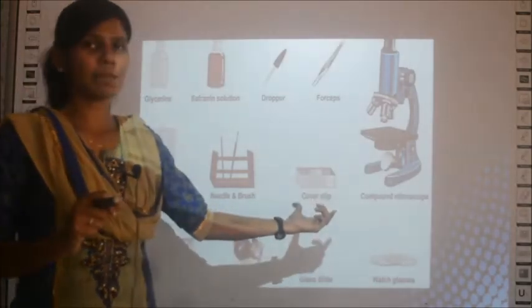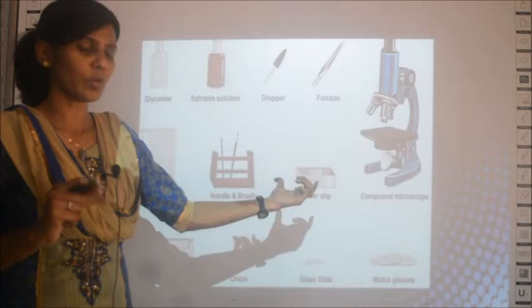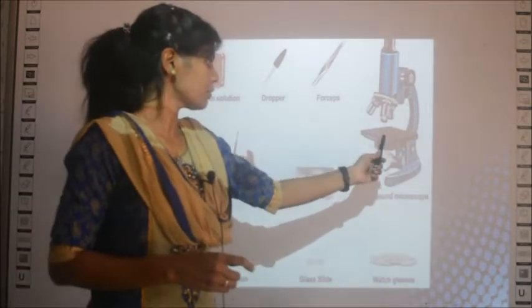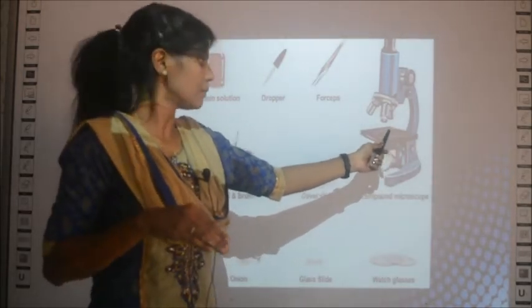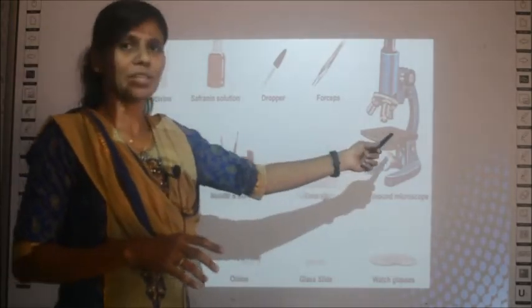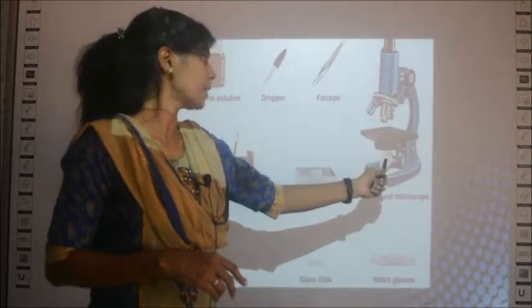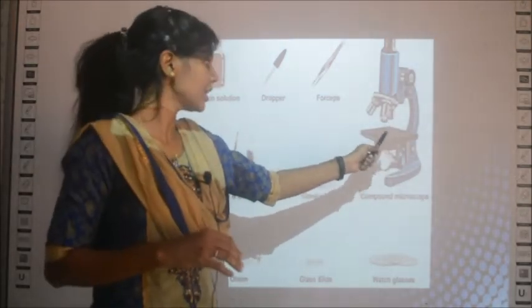Then the cover slip. There are two important glass things that you are going to use. One is called the glass slide. This is the stage of the microscope, no? This is the stage where you will place the specimen. Can you directly put the specimen on the stage? No, right? There will be a hole inside. Actually, through this hole, the light will enter the specimen. So directly you cannot keep it on the hole.